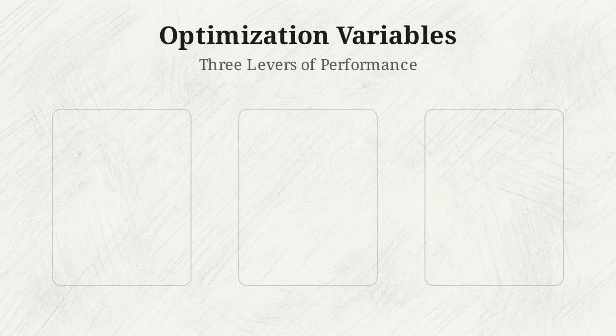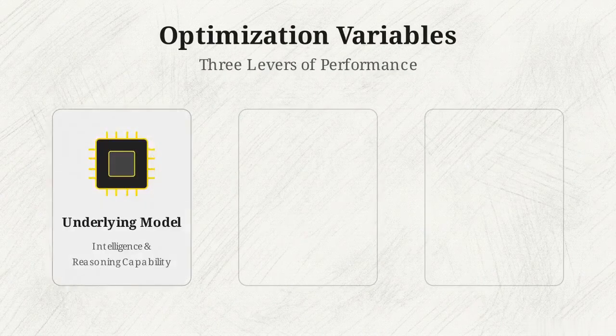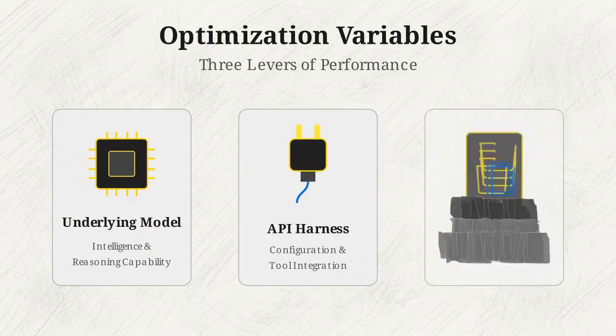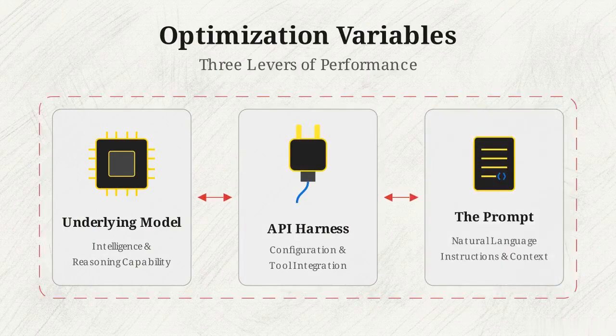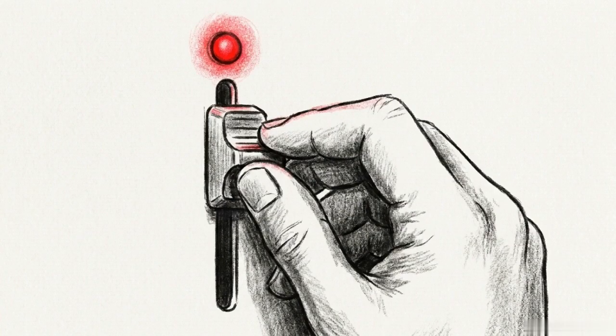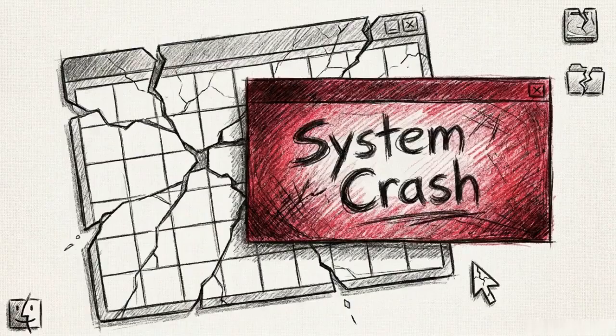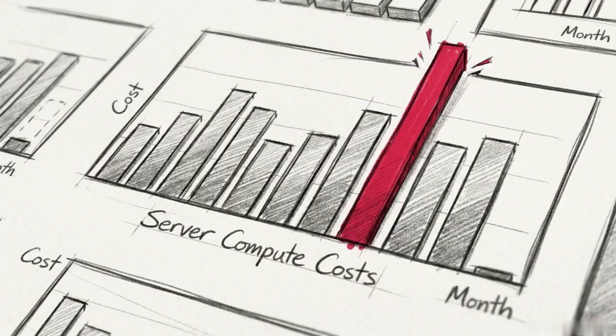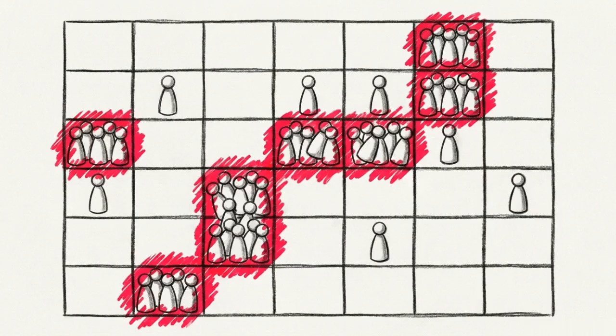To solve this, an engineer has exactly 3 variables to adjust: the underlying model, the API harness, and the prompt itself. Pushing any of these 3 levers in the wrong direction forces an immediate trade-off. You will pay for a mistake in higher operating costs, slower latency, or degraded accuracy.